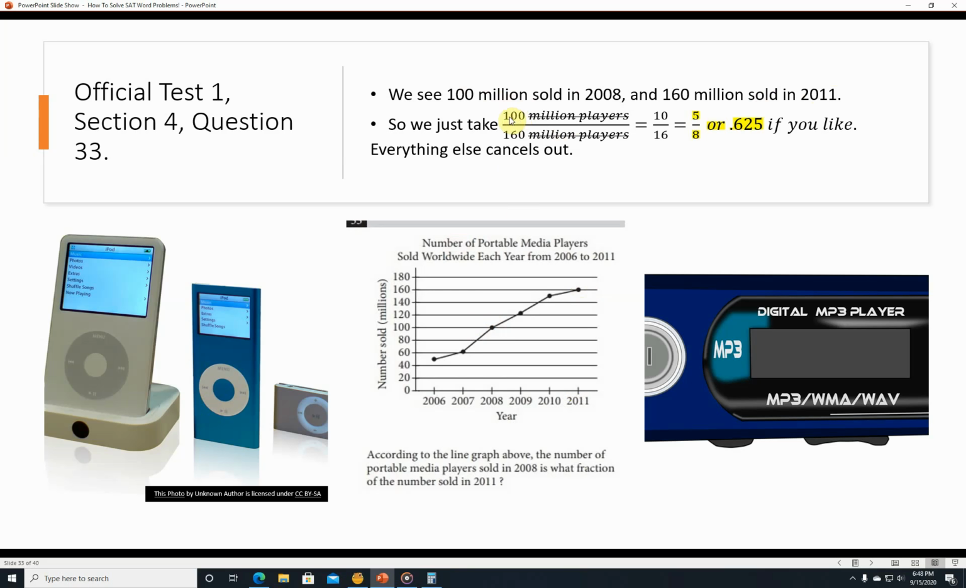So, you can just take 100 million players over 160 million players. Notice that the million players cancel out. We get 100 over 160, which is the same as 10 over 16, and which is the same as 5 over 8, because 2 times 5 is 10, 2 times 8 is 16.